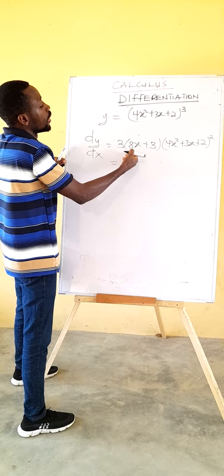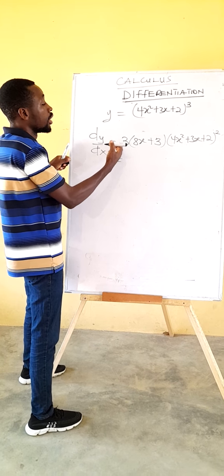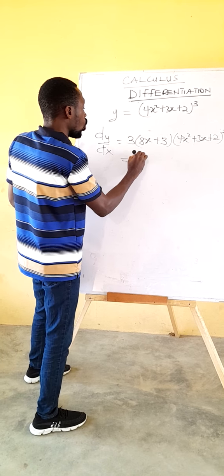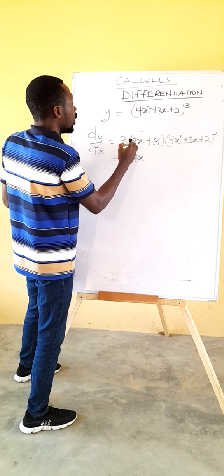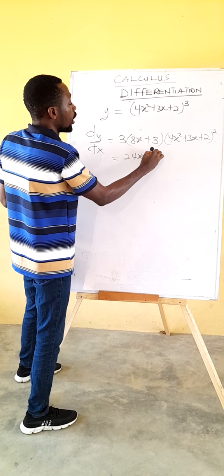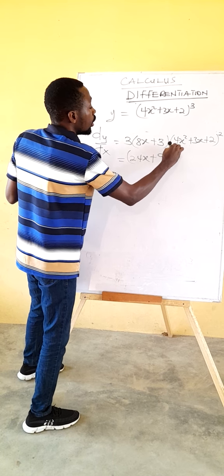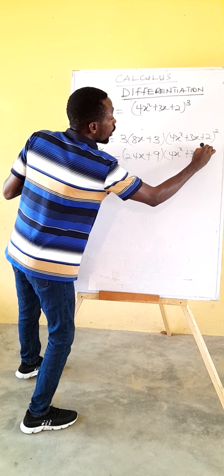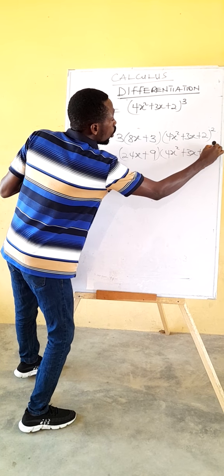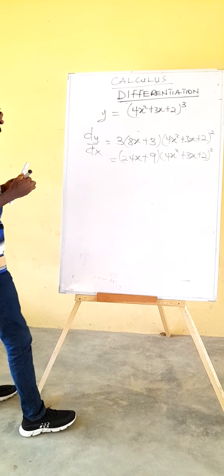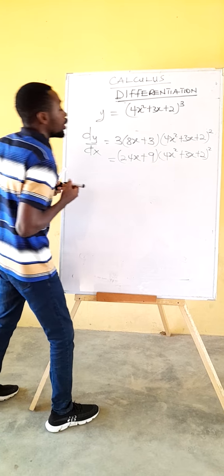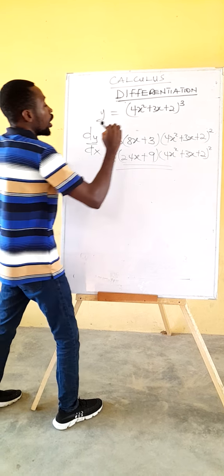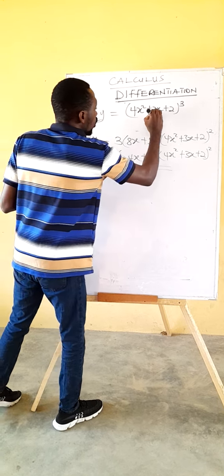Then you can polish this. 3 is a constant. It can multiply what is in this bracket. 3 times 8x will be equal to 24x. Then 3 times 3 is 9. Then you have 4x squared plus 3x plus 2 exponent 2. You can expand this and use it to multiply. However, this becomes the gradient function of this curve.